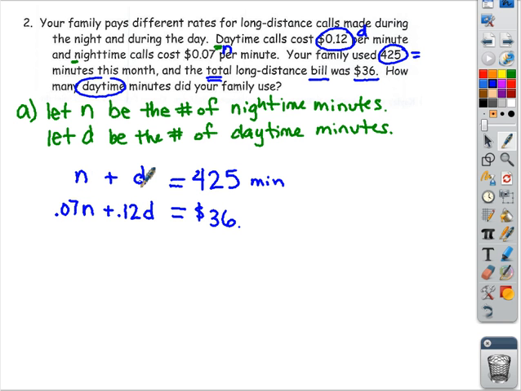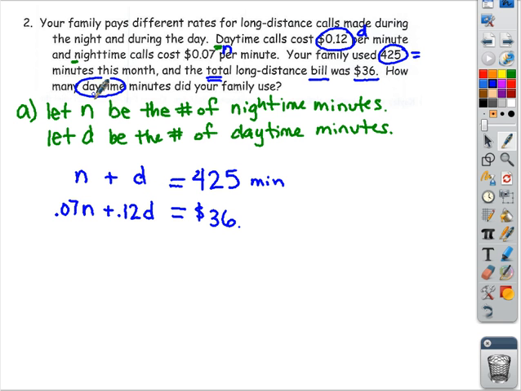N plus D. This one wasn't as clear, but if there are a total of 425 minutes, you want to say, okay, well, what added up to 425? All my nighttime and all my daytime minutes added up to 425. So this almost was a simpler equation, but a little harder because it wasn't staring you in the face.